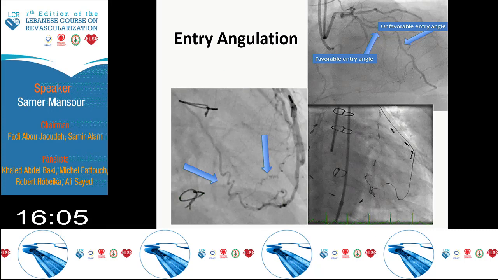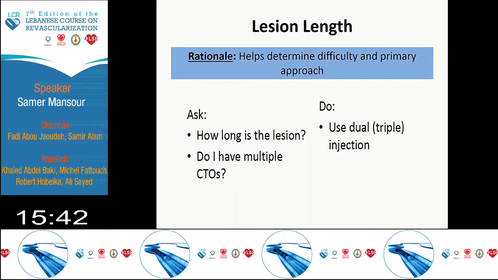If you have extremely tortuous collaterals, as you can see on the left lower panel, these are epicardial collaterals that we try not to navigate through. We may take the other epicardial collaterals going from the distal LAD to the RCA. It's almost a side branch caliber. It's less tortuous and it's easier to navigate through that collateral.